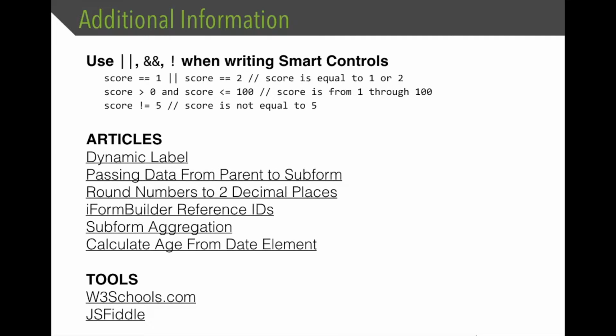The third notation I'd like to go over is that using the exclamation point in conjunction with the equal sign sets up a not equal to relationship. So I'm checking to see if the score is not equal to the value of 5.